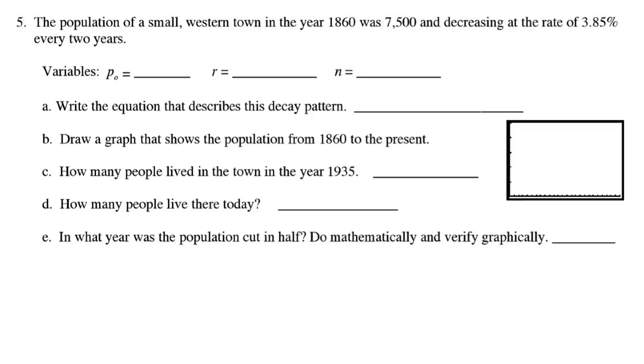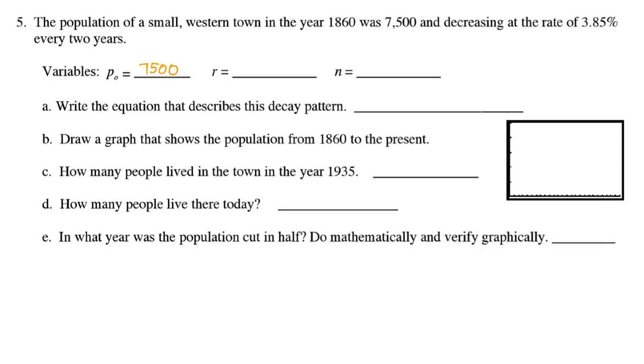For our next example, we have the population of a small western town in the year 1860 with 7,500 and decreasing at a rate of 3.85% every 2 years. So again, let's go ahead and identify what our variables would be. Our initial population was 7,500.